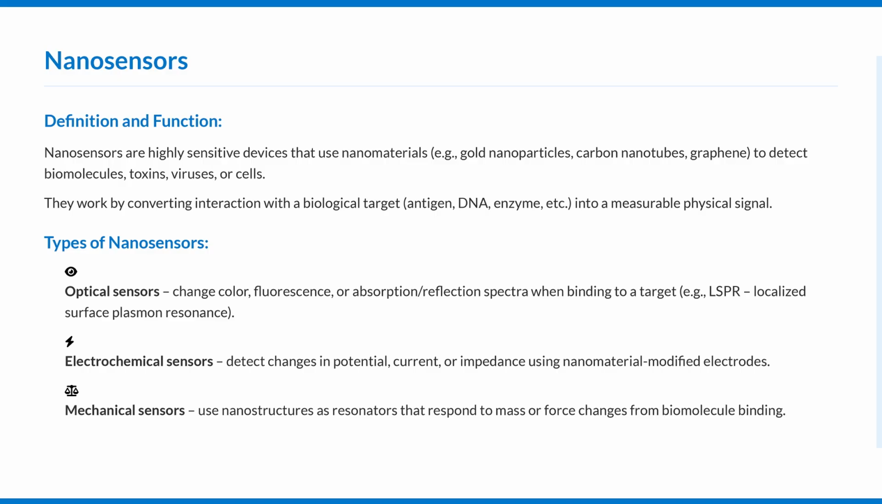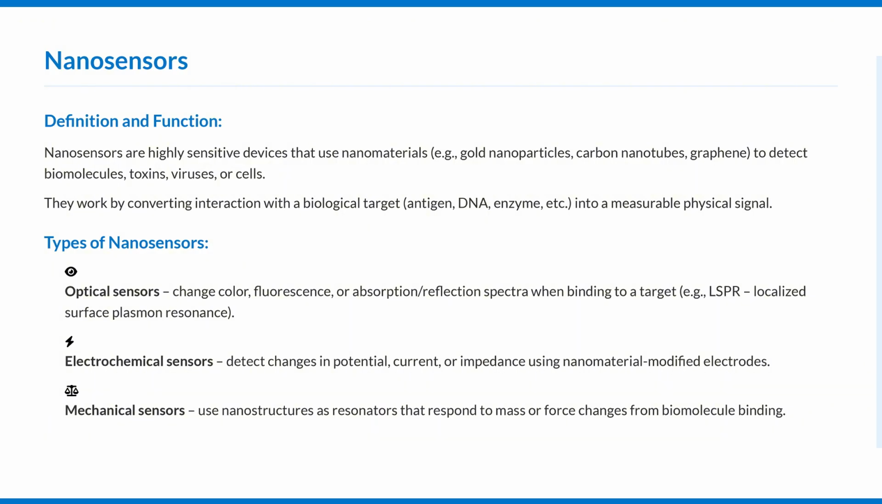Nanosensors: definition and function. Nanosensors are highly sensitive devices that use nanomaterials, for example gold nanoparticles, carbon nanotubes, graphene, to detect biomolecules, toxins, viruses, or cells. They work by converting interaction with a biological target (antigen, DNA, enzyme, etc.) into a measurable physical signal.